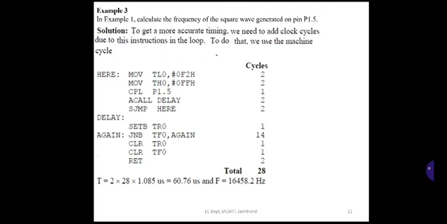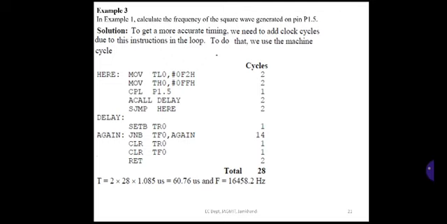So you are going to get 60.76 microseconds. To calculate the frequency, you have to do 1 upon T. So 1 upon 60.76 microseconds, you will get 16,458.2 hertz, that is the frequency.